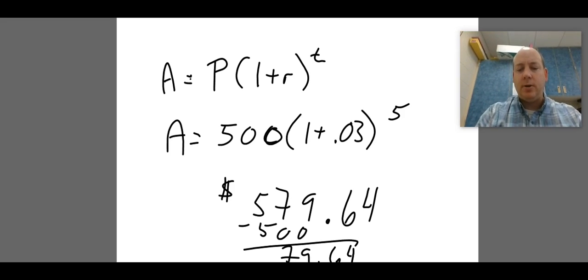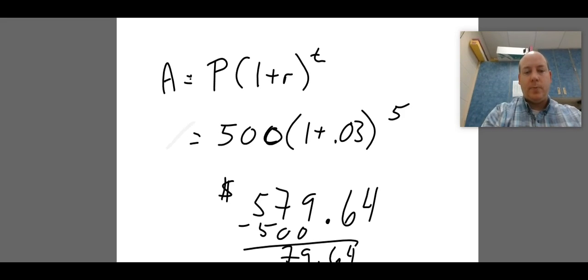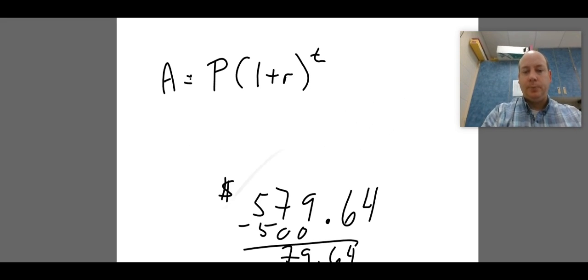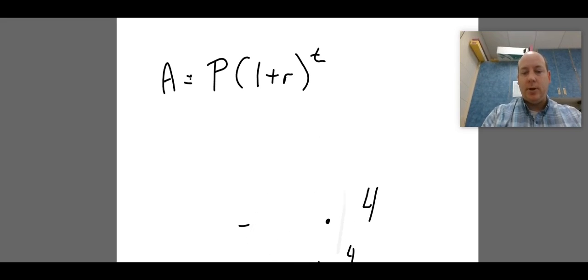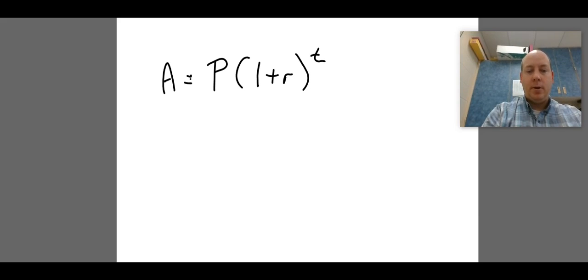But it gets a little bit trickier if I'm trying to solve for T or solve for R. So with this formula, we're just going to worry about the balance. The previous formula, there are no exponents involved, so it's a little bit easier to find those other ones. But again, those are your two formulas. So you've got your compound interest formula: A equals P times (1 plus R) to the T power. And then we've got our simple interest formula.